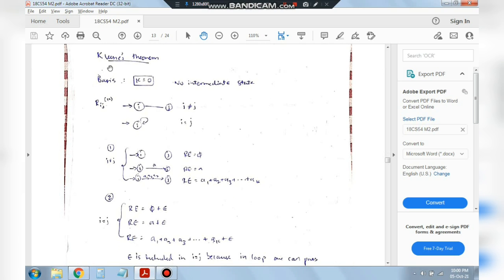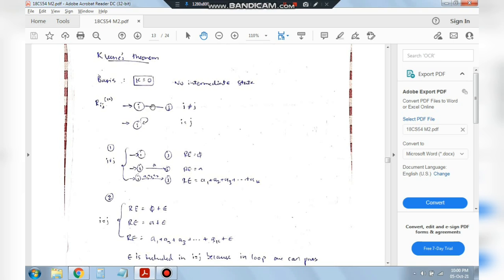So let's learn about the applications of Kleene's theorem. In Kleene's theorem, the intermediate states are getting considered here. If there are no intermediate states, that means k is equal to 0. K denotes the number of intermediate states. If k is 0, we'll have a starting state and the final state. Okay. R of ij raised to k. K means number of intermediate states. If it's 0, here I will write R of ij and 0. Okay. And R is nothing but the regular expression.